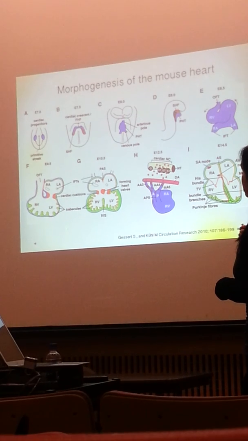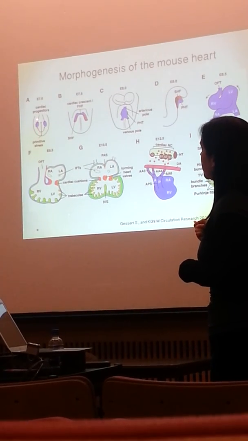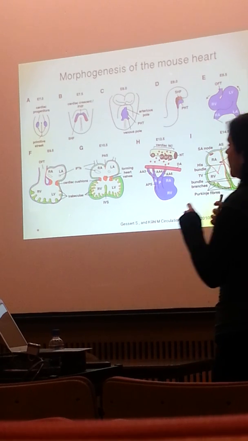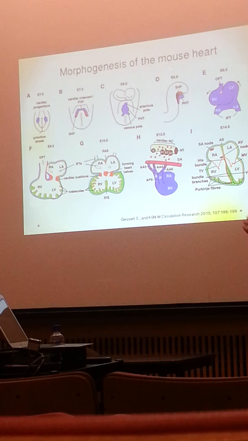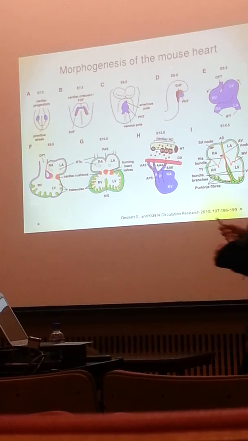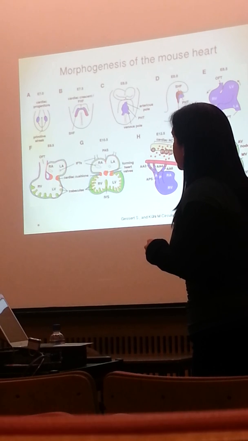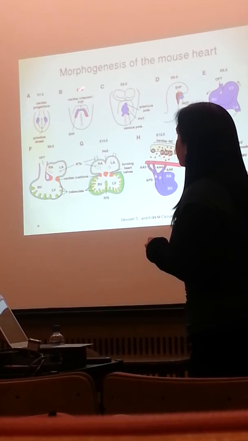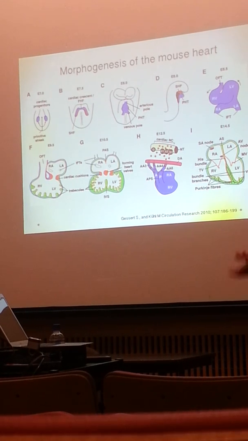In the mouse heart, these cardiac progenitor cells migrate from the primitive streak. The primitive streak is like a hole in the embryo from which gastrulation starts. These cardiac progenitor cells migrate to this side, and then they form the cardiac crescent. The cardiac crescent is what I could call the cardiac mesoderm.